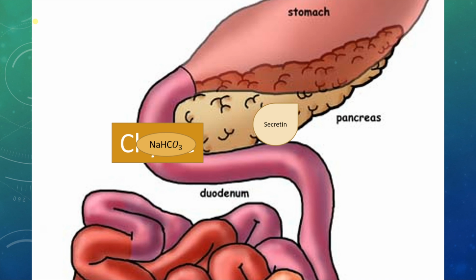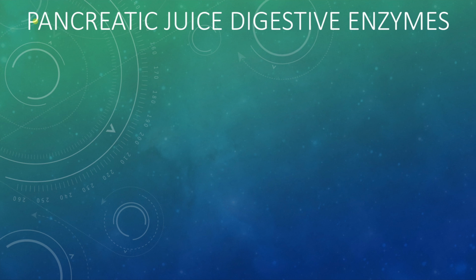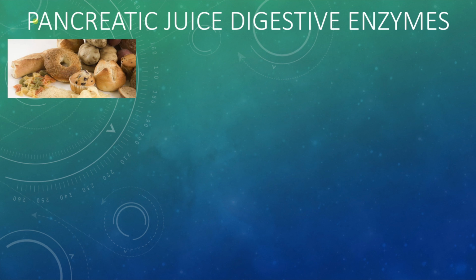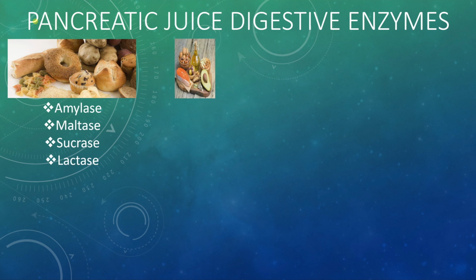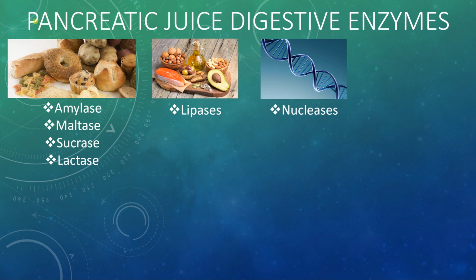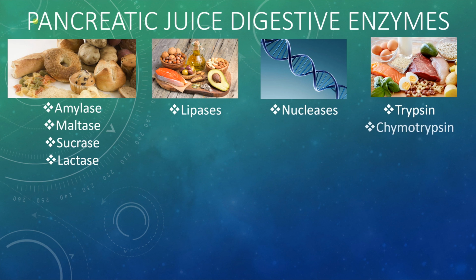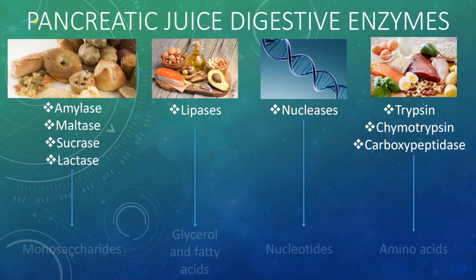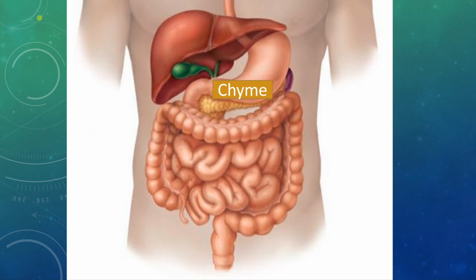Besides sodium bicarbonate ions, pancreatic juice contains a variety of digestive enzymes, including those necessary to break down carbohydrates: amylase, maltase, sucrase, and lactase; lipids: lipases; nucleotides: nucleases; and proteins: trypsin, chymotrypsin, and carboxypeptidase. These enzymes cleave their respective molecules into smaller pieces that can eventually be absorbed by the villi of the small intestine. The other important secretion into the small intestine is bile.